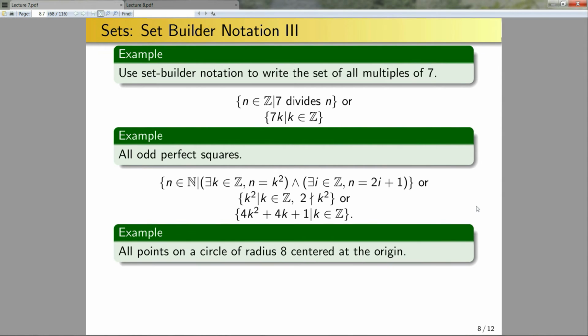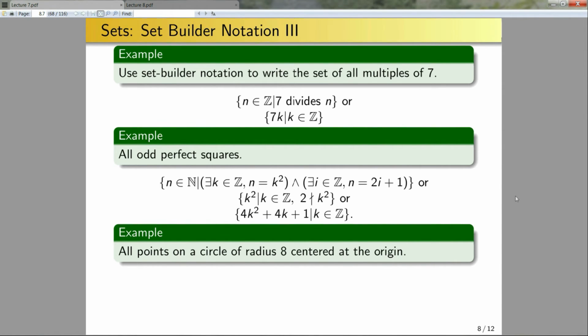Okay, one more example. All points on a circle of radius 8 centered at the origin. Now, before telling you to go off and try to write this set on your own, let's think about what this set is a little bit. The elements of this set are going to be points. In particular, they're going to be points on a circle of radius 8 centered at the origin. So the elements of this set are going to be things of the form (a, b), where a and b are real numbers, and these points have the property that they lie on this circle of radius 8 centered at the origin. So now take a little bit of time and think of how you could write this set out.